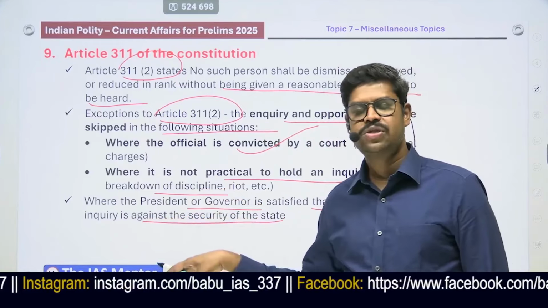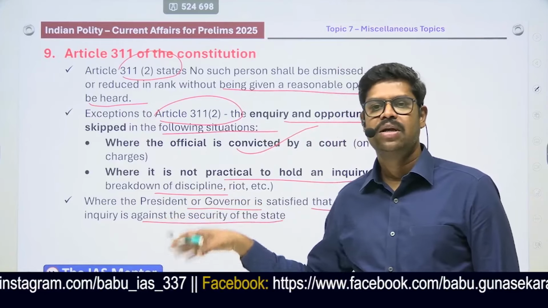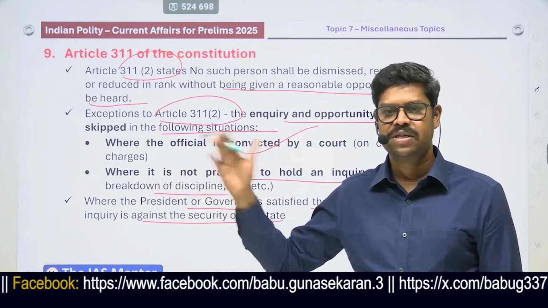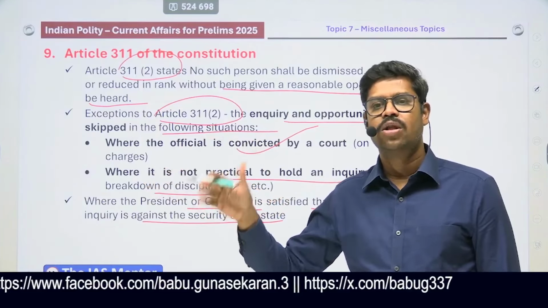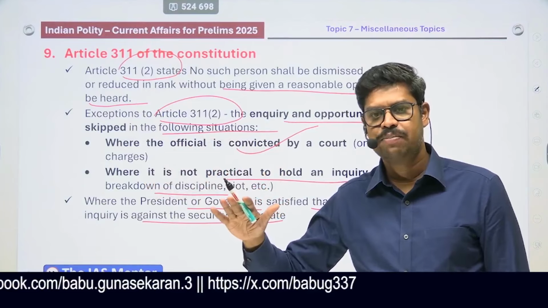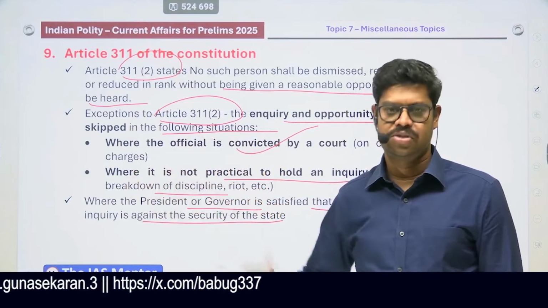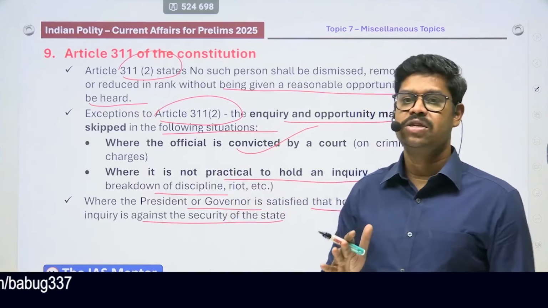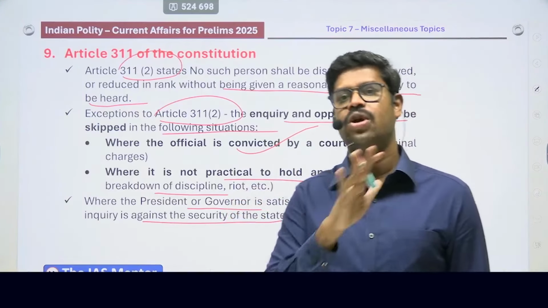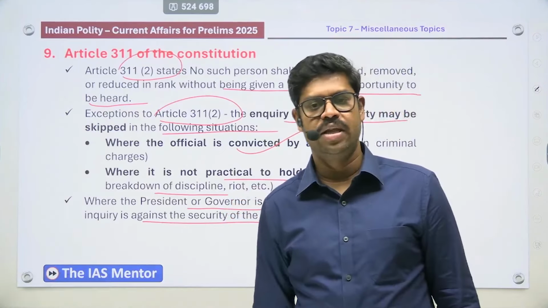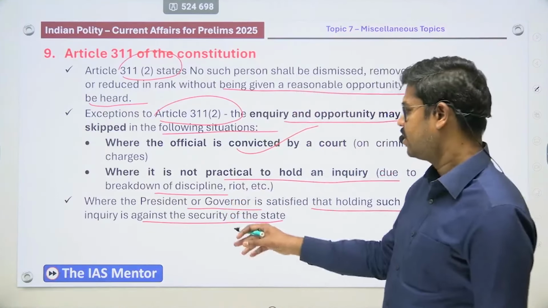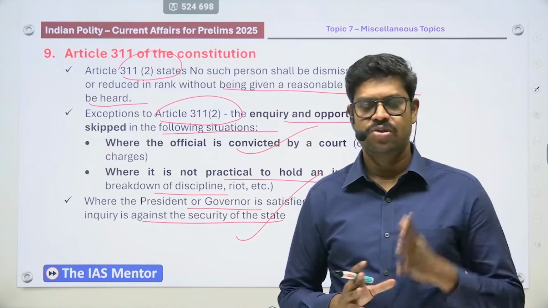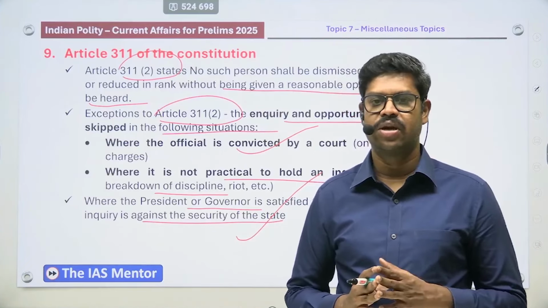Now, here is why this has become relevant. I said that a few officials in the government of Jammu and Kashmir have been dismissed by the Lieutenant Governor on the ground that these employees had some terror links. Therefore, if an inquiry is conducted, it may go against national security. In those cases also, without an inquiry, they can be removed from the service. In fact, this exception was used by the Lieutenant Governor to dismiss them. This is the context in which you have to understand it.